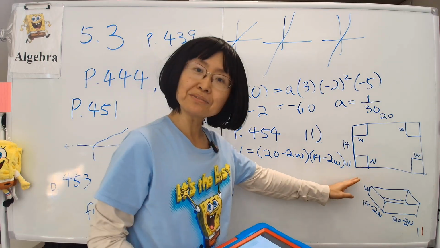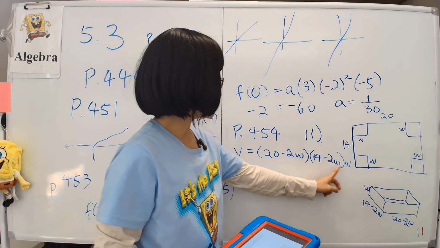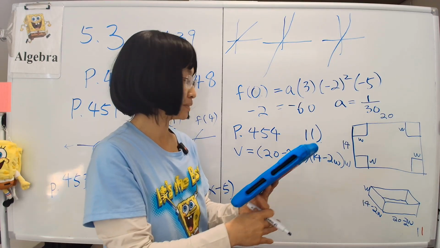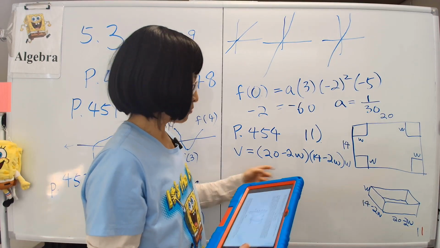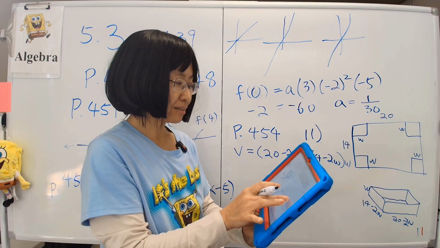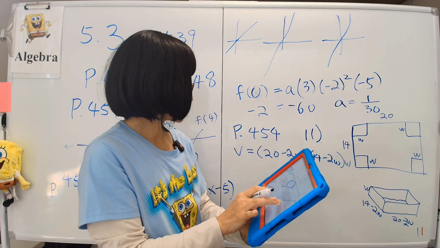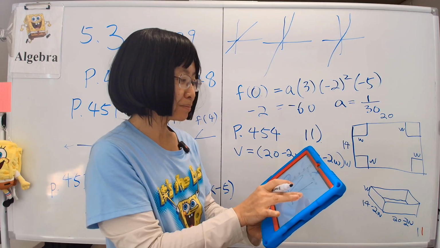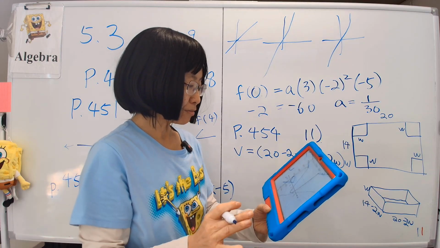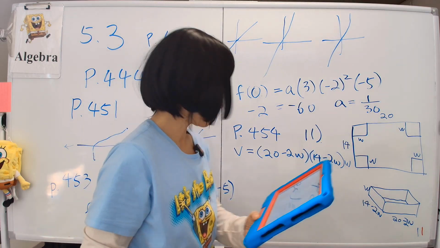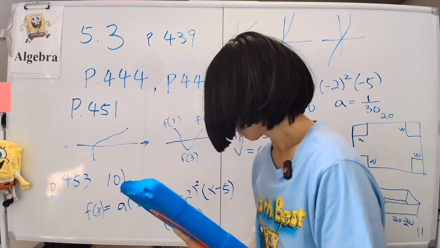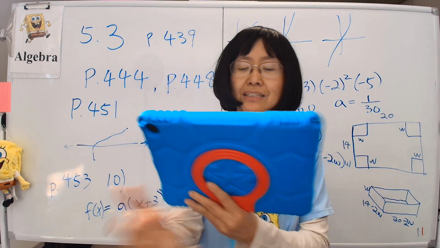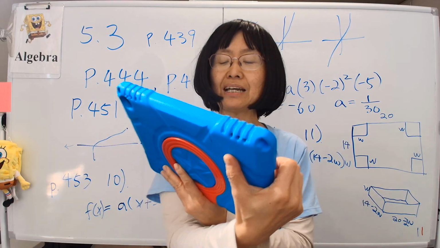This is a polynomial, but what kind? You have w, w, w, so it's the third power. Some kind of a third power polynomial. And then we're going to graph this thing on the Desmos calculator or something. Why? Because we're trying to figure out what the maximum is. So please graph this thing on the Desmos calculator.